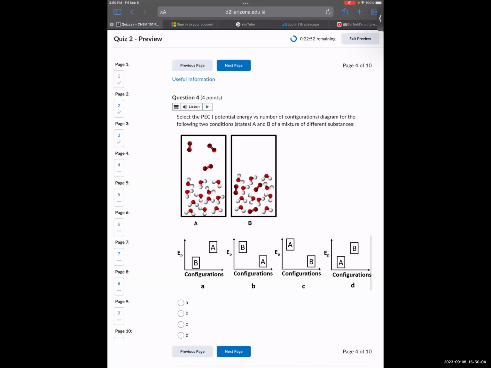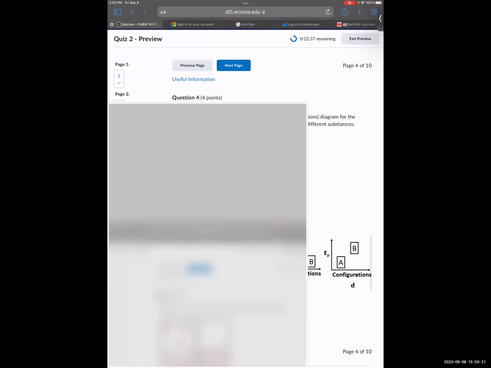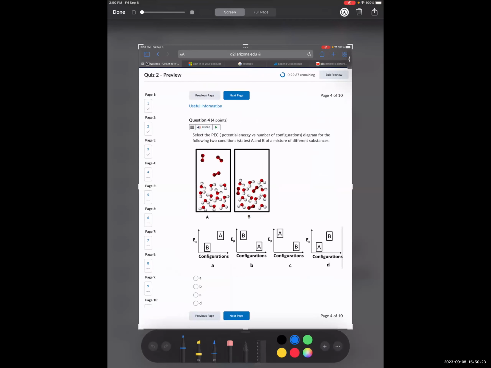Okay, moving on. Select the PEG diagram for the following two conditions, A and B, of a mixture of different substances. All right, so it seems like oxygen mixing with water here. And then, let's take a picture and do it separately. Now, when we're trying to draw PEG diagrams, think about the potential energy and the number of configurations separately.